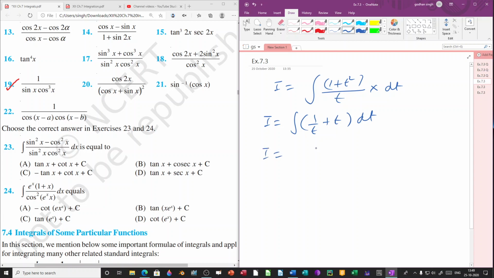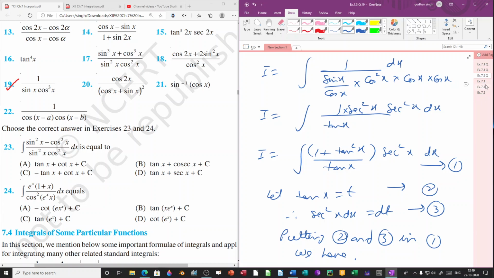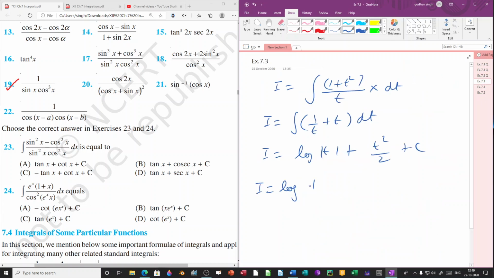So I equal to, now we'll integrate this: integration of 1 by t is log mod of t, plus integration of t will be t square by 2, plus c. But our original function is in terms of x, so we'll put the value of t. I equal to log, what is t? T we have taken as tan x, so log mod of tan x plus tan square x by 2 plus c. So this is the solution of question number 19.